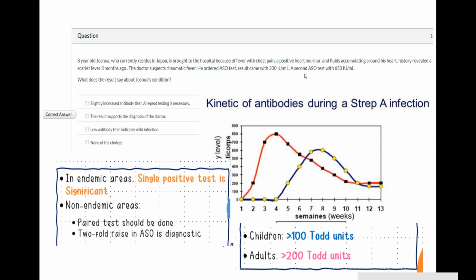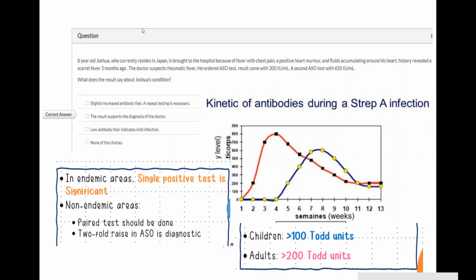So, we can say in the case of Joshua, yes, he had a rheumatic fever as a complication of his past infection, and concurrently, he also has an active streptococcal infection. And why were we able to say that he had a concurrent streptococcal infection? The evidence for that is the twofold increase in his antibody titer. Okay, I hope that's clear.